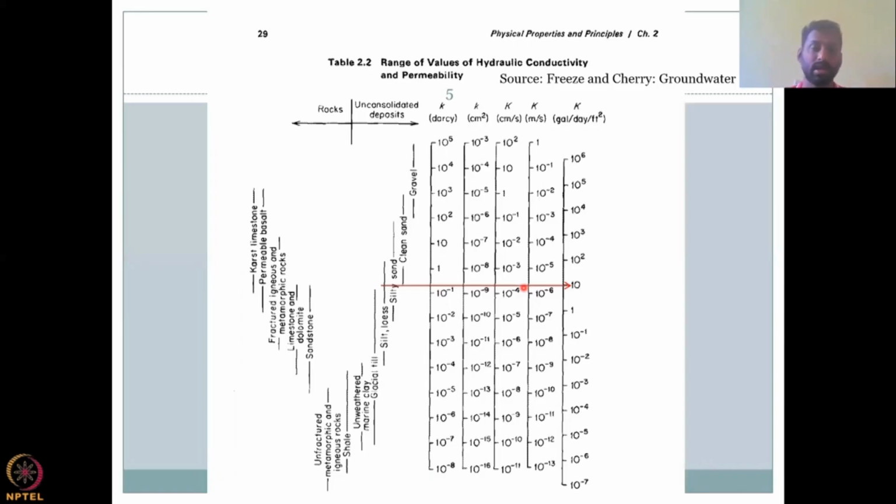If it is very fast, medium, let's say gravel, you can have it as 10 centimeters per second. So think about water and a gravel bed. If you pour water, water will move through the medium, through the gravel bed, at 10 centimeters per second.